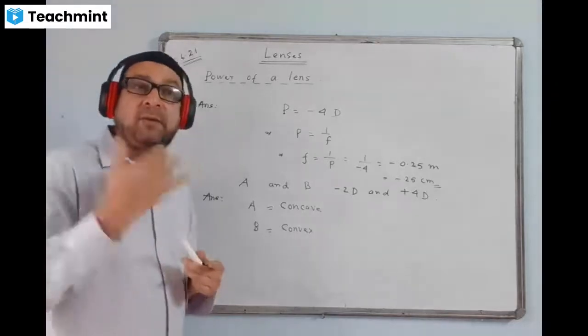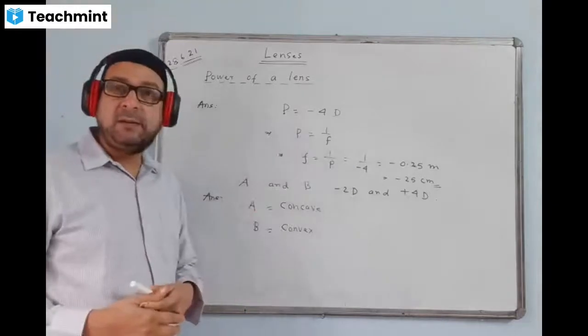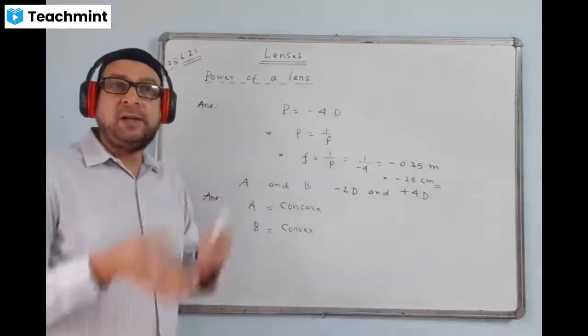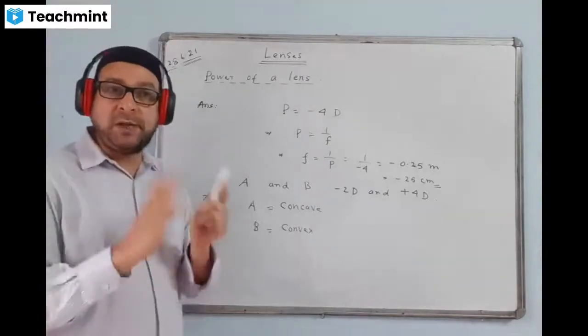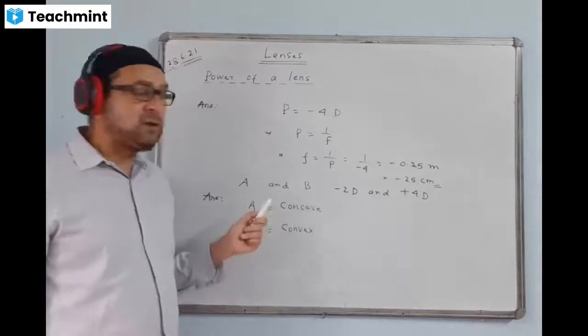Whichever will have less power will have more focal length. They are not opposite, they are reciprocal. You can see that they are inversely proportional. More power, less focal length. Less power, more focal length. Opposite. Which lens has got a lesser power, A or B?